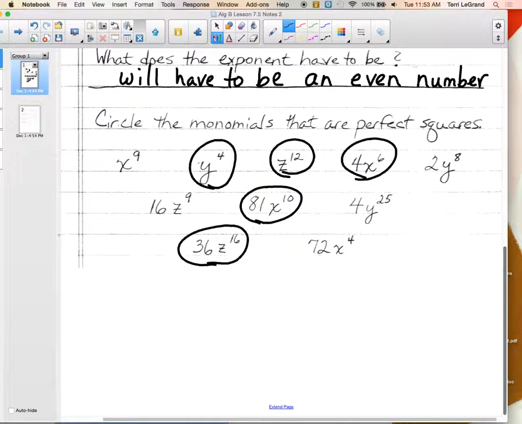72, is that a perfect square? No, 72 is not a perfect square. The x to the 4th is, but the 72 is not. So those are the 5 that should be circled as perfect square monomials.